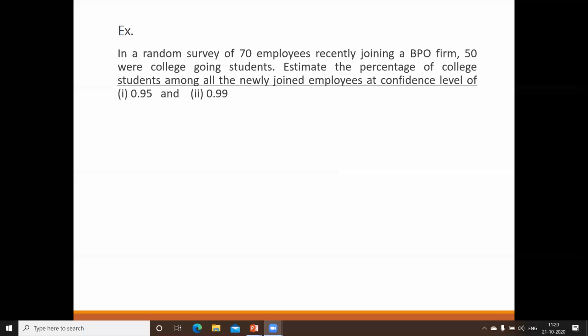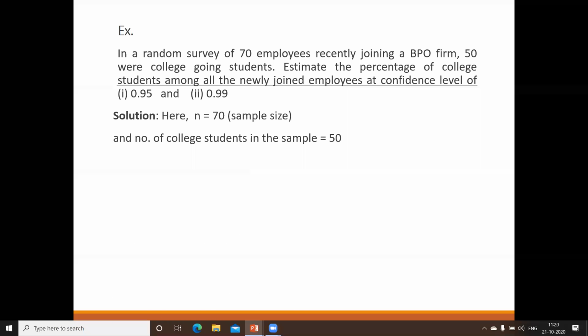For those who have not done it, I'll just show you the answers on the screen here. Please note it down if you have not done it. So let us come back. Okay, so N is the sample size, 70, and the number of students in the sample is given as 50. Now, using these two values, I can easily find out the sample proportion of students. So sample proportion of students can be given as 50 divided by 70, which gives me 0.714.